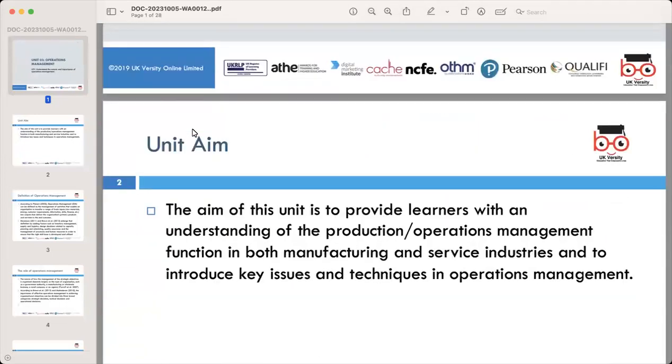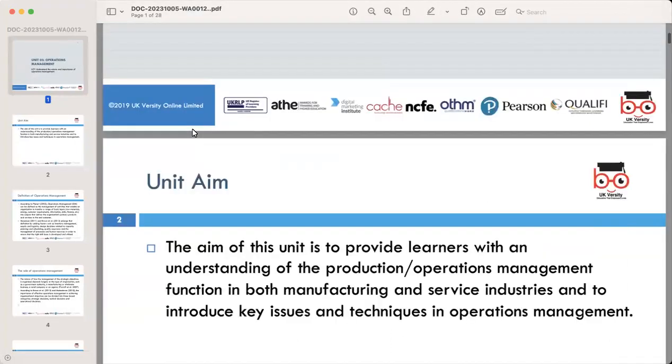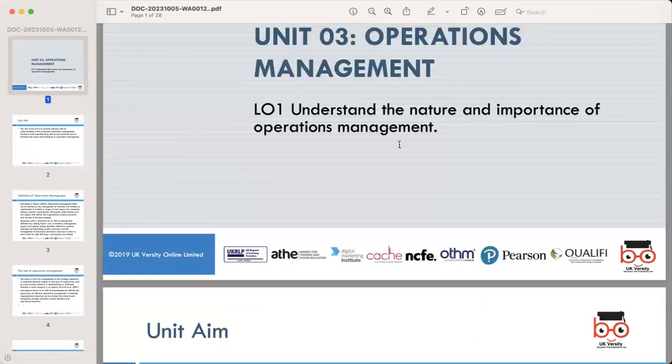Okay, so in today's lecture, we will focus on unit 3, which is, as I said, understand the nature and importance of operation management. So basically, this lecture aims to help you understand the nature and importance of operations management.